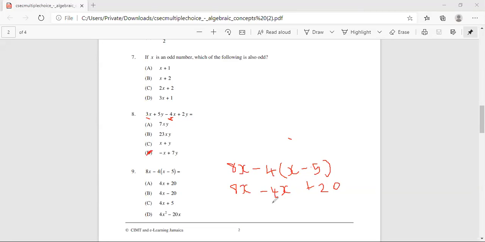So we group the like terms now. So 8x minus 4x is 4x. 4x plus 20. Good. So our answer is what? A. Good. So this thing is easy. Tomorrow we're doing transposition. So you have to know how to solve questions. You understand? All right. Good.